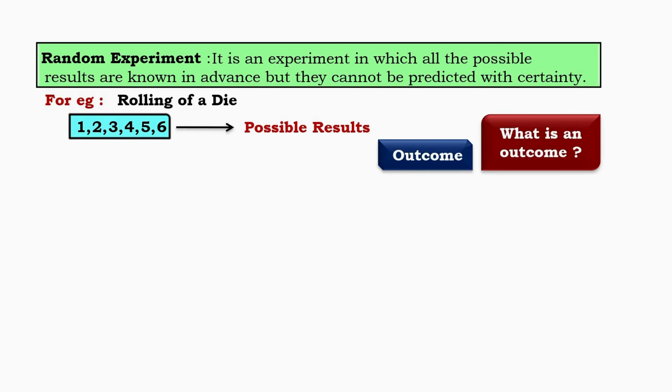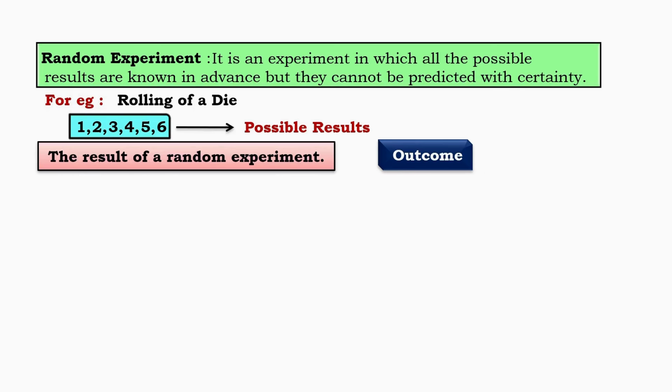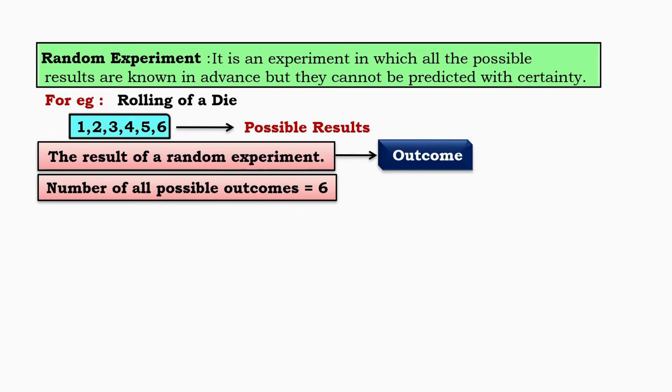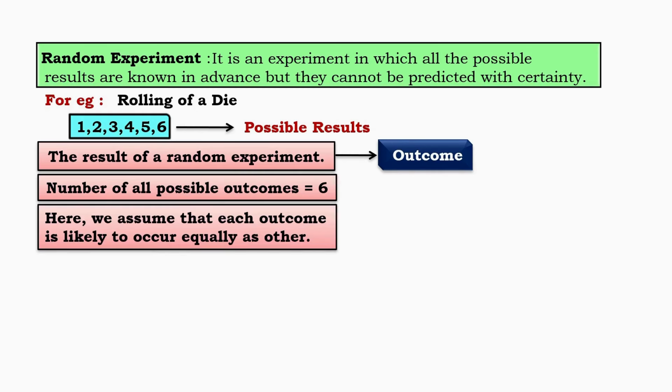Now we will learn what we mean by outcome. Outcome means, as I already explained, the result of a random experiment. So that is called the outcome. Now, in this case, what are the total possible outcomes? The number of all possible outcomes for rolling a die will be 6. Here we assume that each outcome is likely to occur equally as the others.